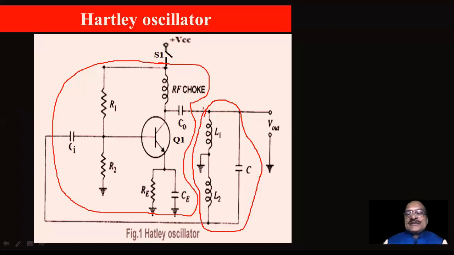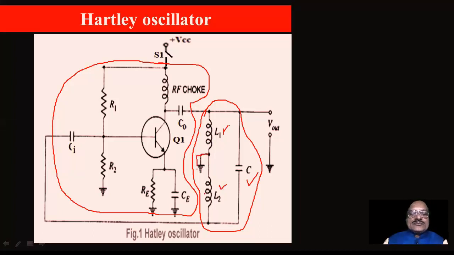So in Colpitt's oscillator, we see that there are two capacitors C1 and C2 and a single L. What is done in the Hartley oscillator is, instead of using a split capacitor, we use a split inductor, L1 and L2, and we use a single C. Usually this L1 and L2 are nothing but a transformer, that is primary and secondary. This consists of the primary part, this consists of the secondary part, and this common point is grounded.